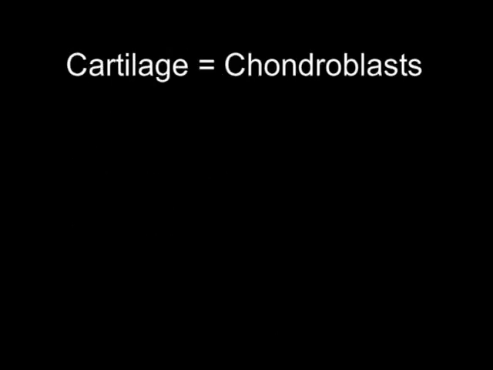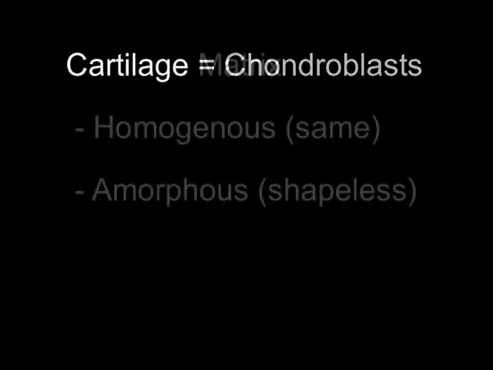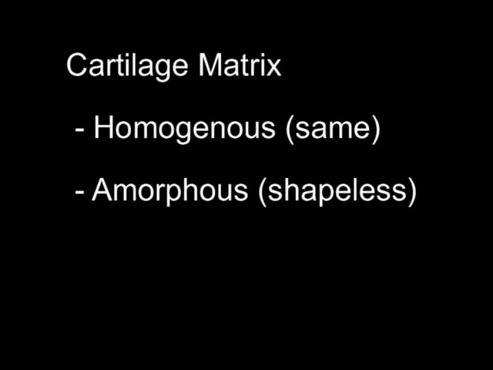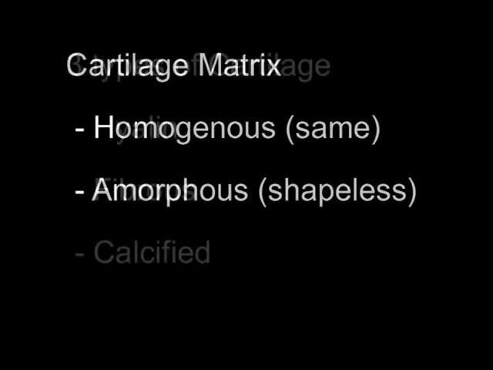Cartilage cells are also called chondroblasts. Cartilage cells are clustered in microscopic pockets within the cartilage matrix. The cartilage cells produce the material of the matrix. The matrix produced by the cartilage cells appears homogeneous, in other words, it appears the same throughout. The matrix also appears amorphous or shapeless.